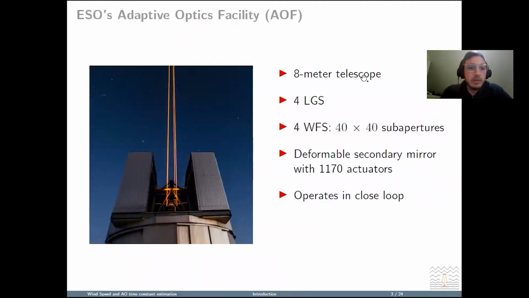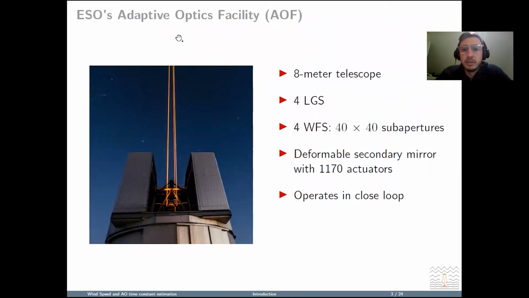First, the adaptive optics facility has an 8-meter telescope, 4 laser guide stars, and 4 wavefront sensors. Each wavefront sensor is composed of 40 by 40 apertures, and each aperture has a 20 centimeter diameter. The AOF also has a deformable secondary mirror with 1,170 actuators and operates in closed loop.